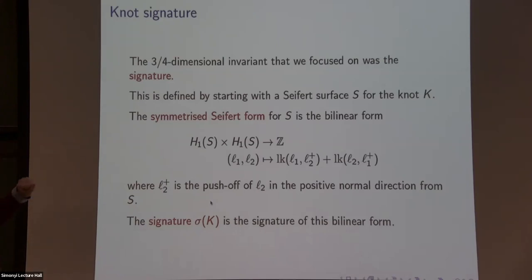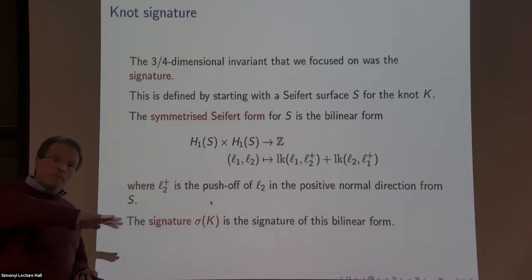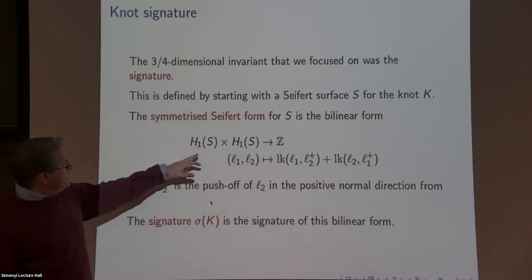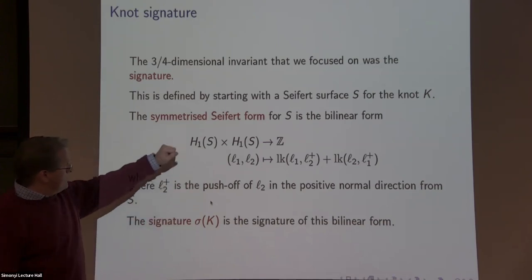So here's the definition of the knot signature. You take your knot and you pick a Seifert surface for it. This is a compact orientable surface embedded in three space whose boundary is the knot. And associated with that, there's a symmetric bilinear form called the symmetrized Seifert form.